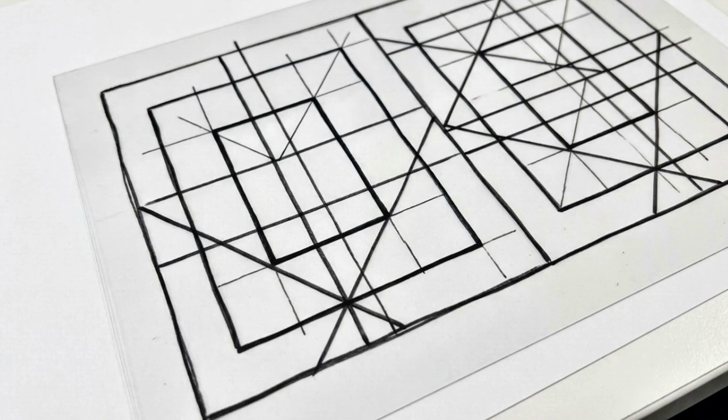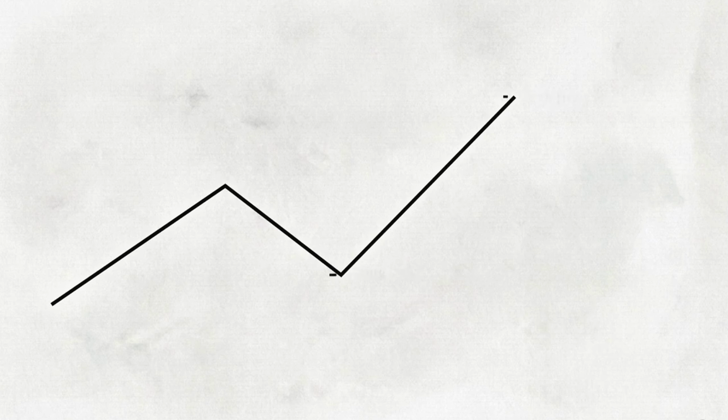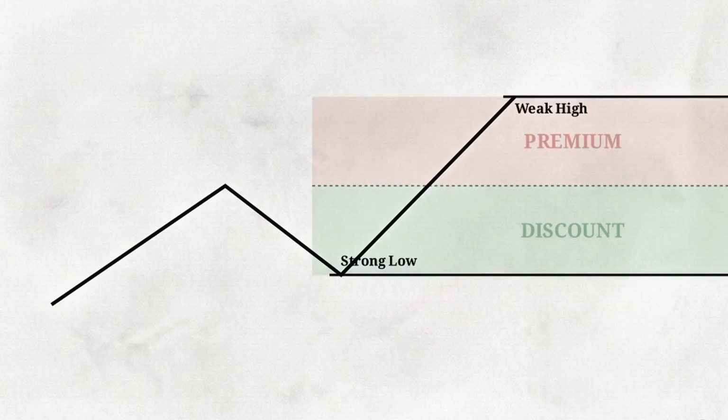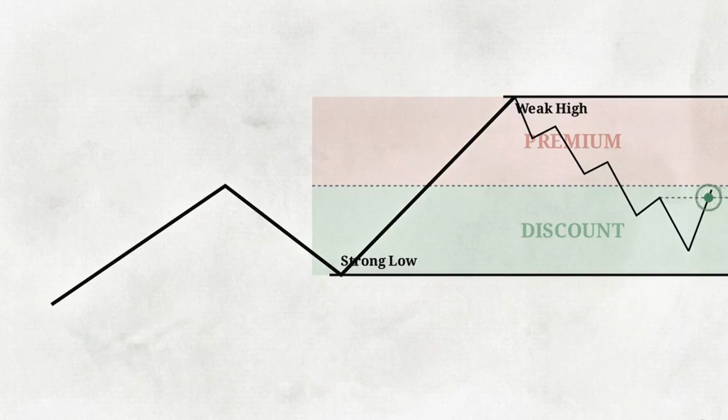We have replaced visual clutter with a systematic framework. These three pillars work together. The 4-hour major structure provides the direction. The PD range identifies the high-value location. And the 15-minute minor structure provides the entry trigger.